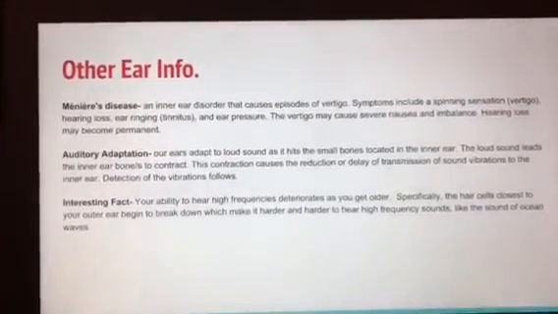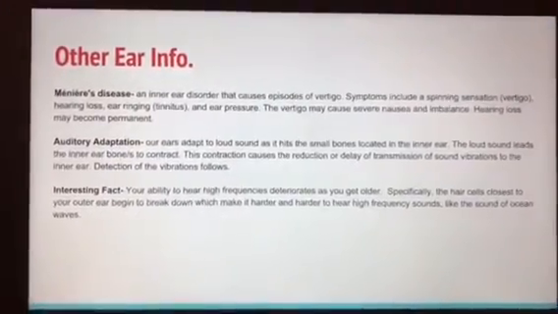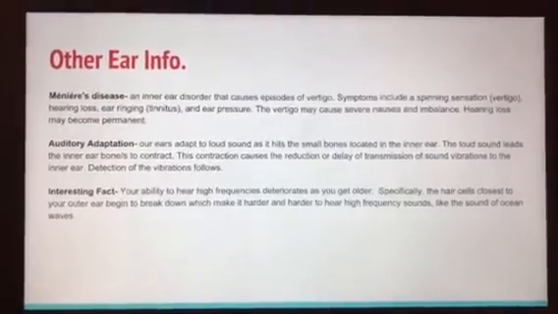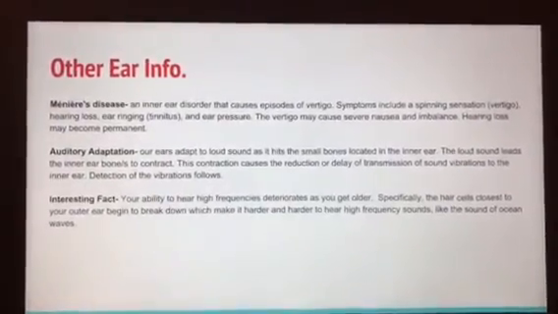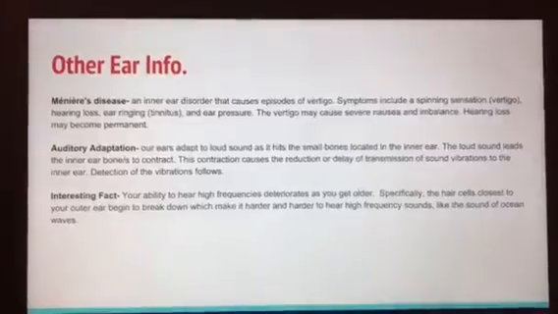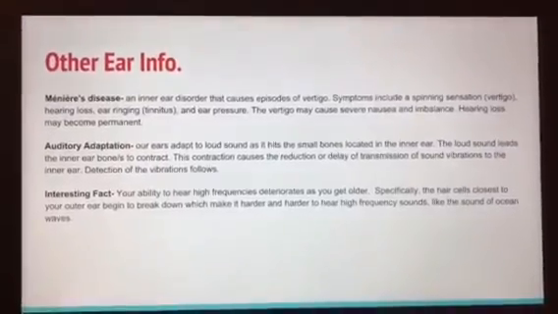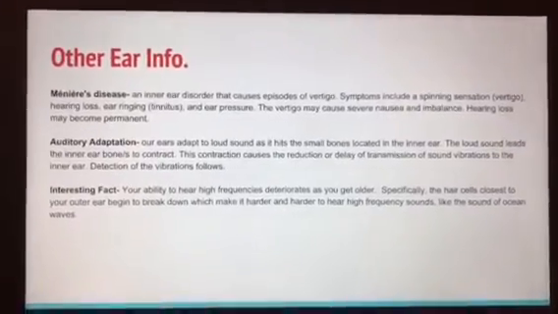Meniere's disease is an inner ear disorder that causes episodes of vertigo. Symptoms include a spinning sensation, hearing loss, ear ringing, and ear pressure. The vertigo may cause severe nausea and imbalance. Hearing loss may become permanent with this disease.